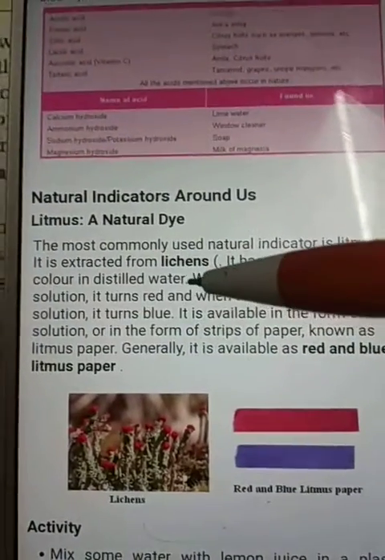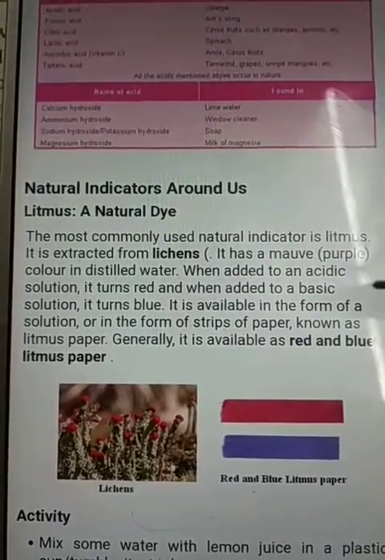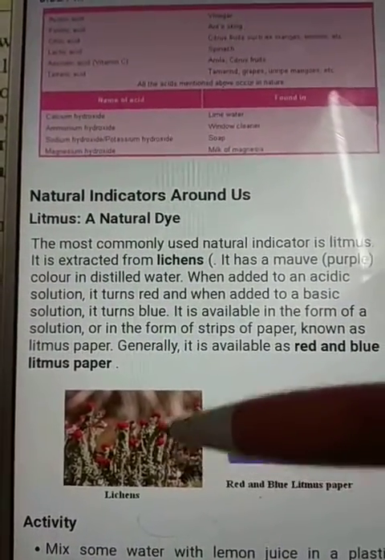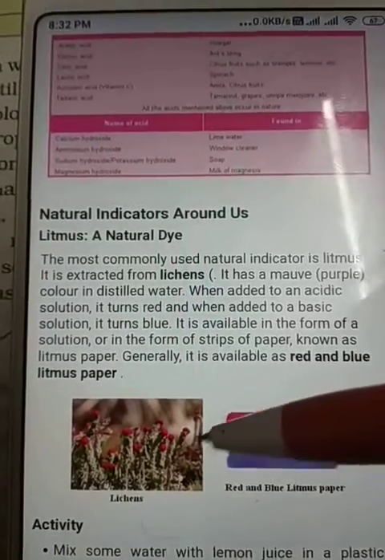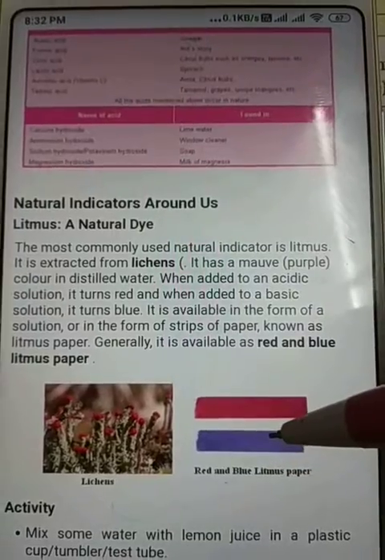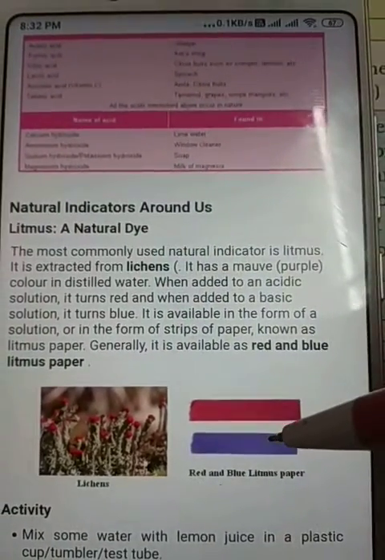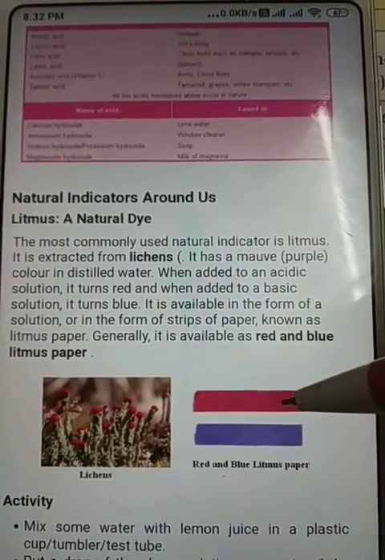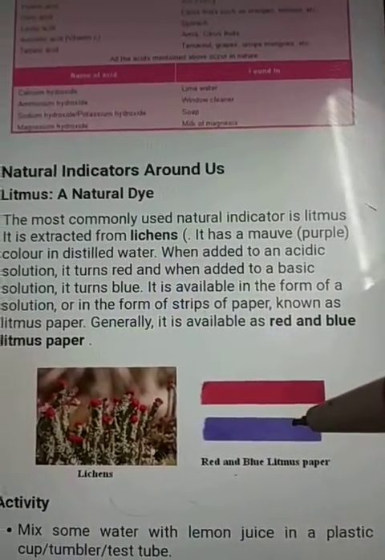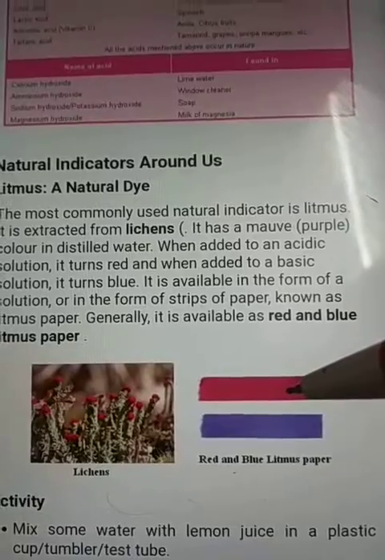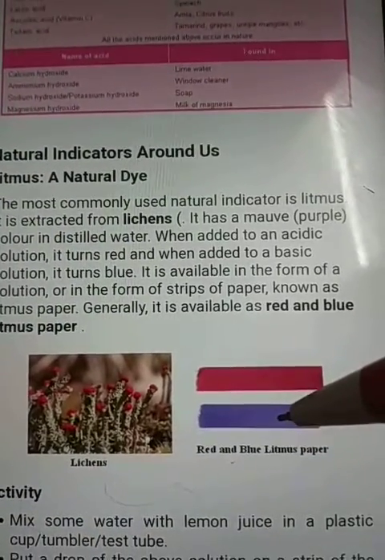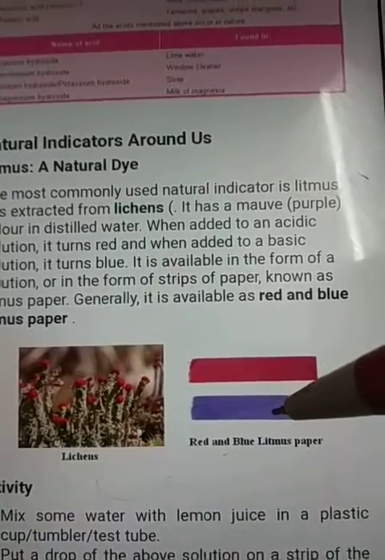It is extracted from lichens, which are microorganisms. Here you can see the picture of lichen. So litmus is obtained from lichen. There are two types of litmus paper, red litmus and blue litmus paper. When we put any acid solution on the red and blue litmus paper, we will observe that on adding acid solution, red litmus paper remains red, and blue litmus paper turns red.